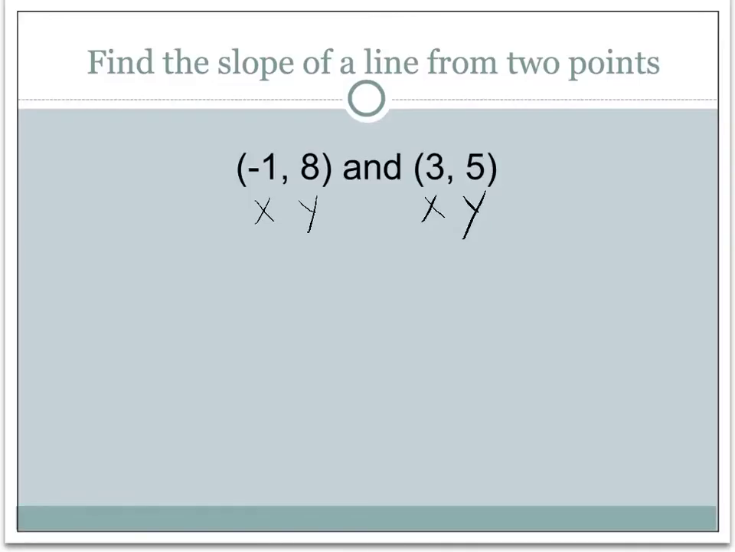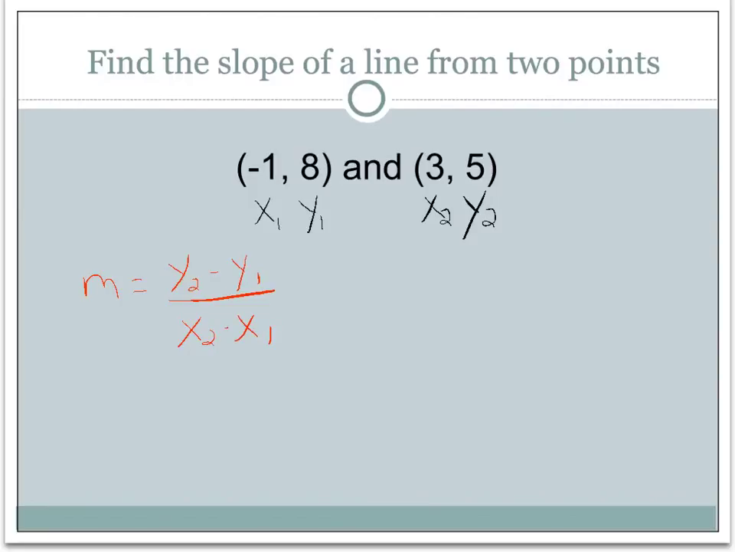But the problem is then we have 2 X's and 2 Y's, and we have to be able to distinguish them from each other. That's where those little subscripts come in. This is X1, Y1 because it's point 1. This is X2, Y2 because it's point 2. And so now we have those X1, Y1, X2, Y2, and we know which number goes with those. So now let's go ahead and write that formula down that we were looking at that said slope was equal to Y2 minus Y1 over X2 minus X1.